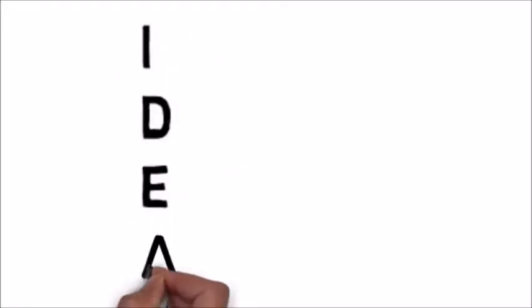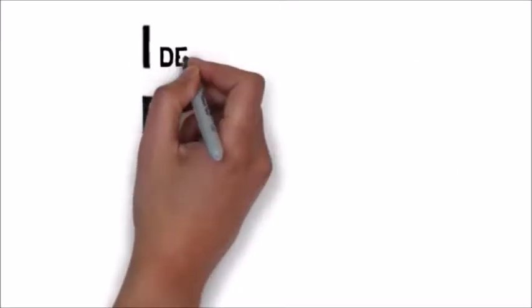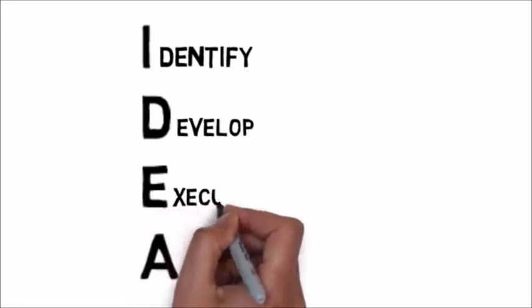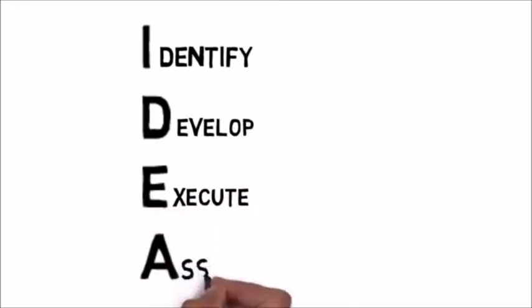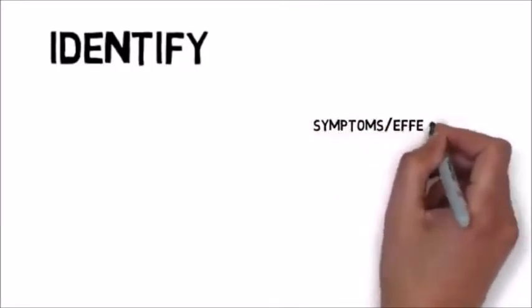Whether one wants to label a situation as an opportunity, challenge, or a problem, IDEA is a simple, four-step process for resolving whatever issues we face. The process includes identifying the problem, developing solutions, executing your plan, and then assessing the extent to which the plan resolved the problem. Most often we start by observing a symptom or effect of a problem.